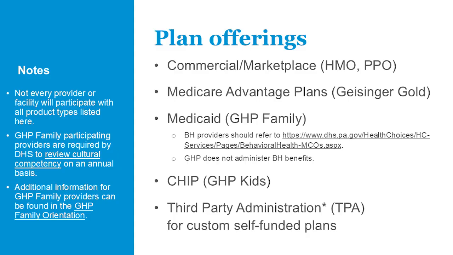Geisinger Health Plan offers a variety of products to our member population. The following products are the various plans we offer: commercial and marketplace plans, which include HMOs and PPOs. Gold is our Medicare Advantage plan. GHP Family is our medical assistance product, and we provide annual education for those who participate with this line of business, as it is required by DHS.